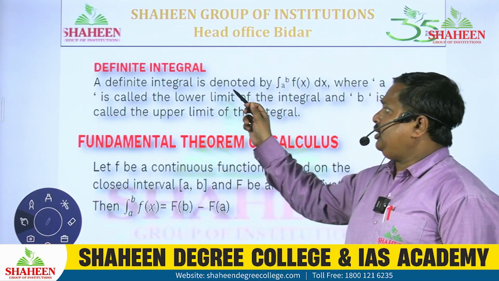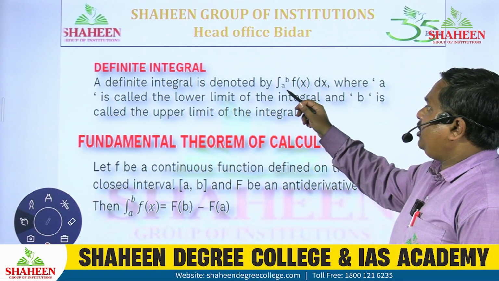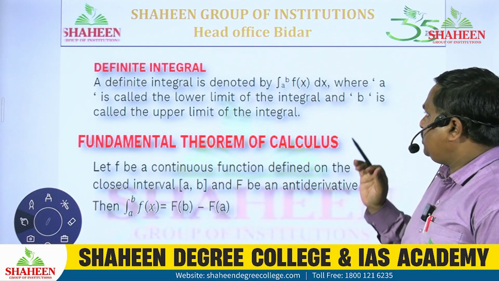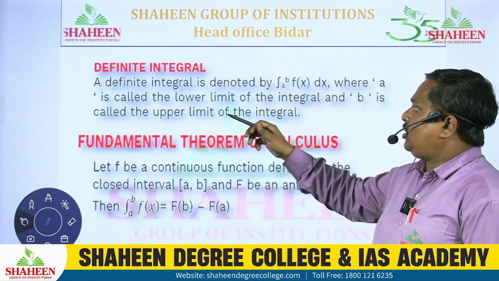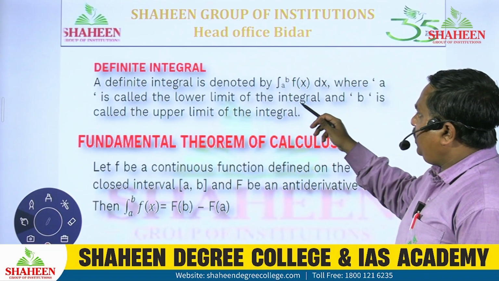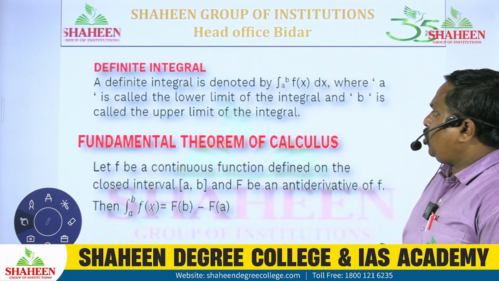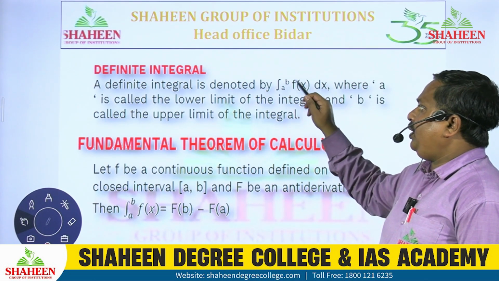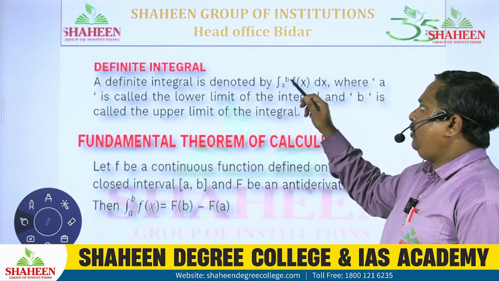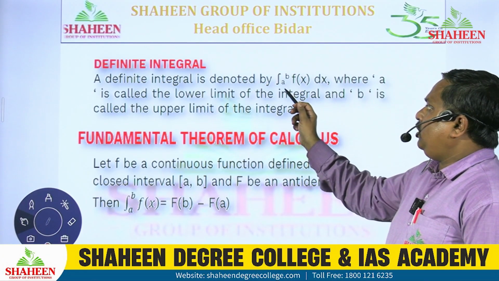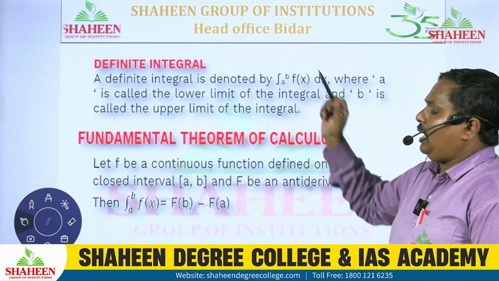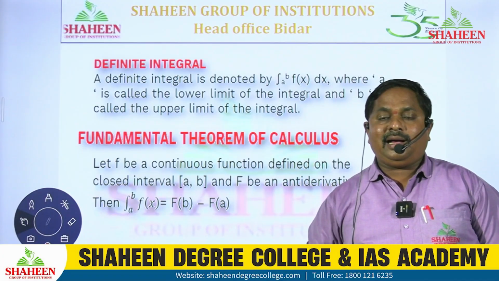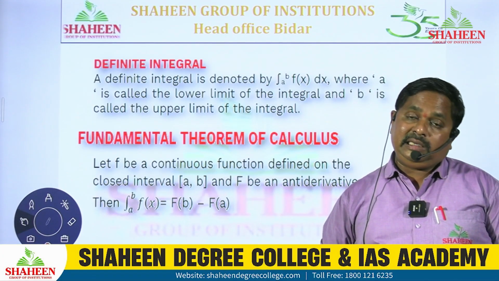A definite integral is denoted by integration from a to b f of x dx, where a is called the lower limit and b is called the upper limit of the integral. How do we read this one? Integration from a to b. a is called the lower limit and b is called the upper limit. a and b are called the limits of the integrable function.